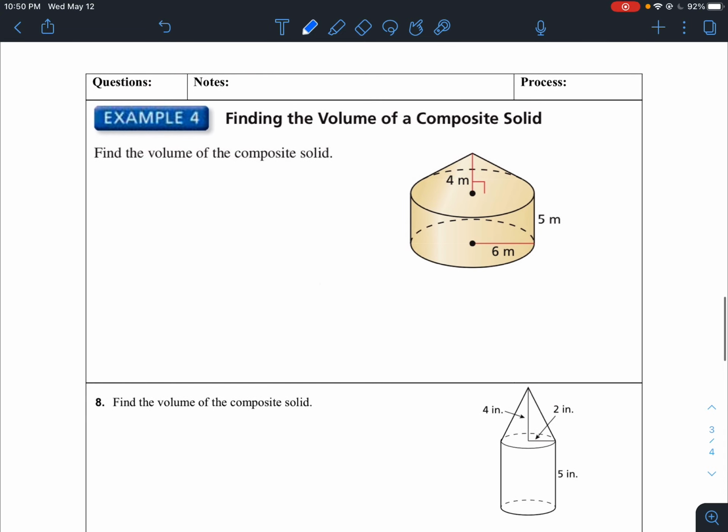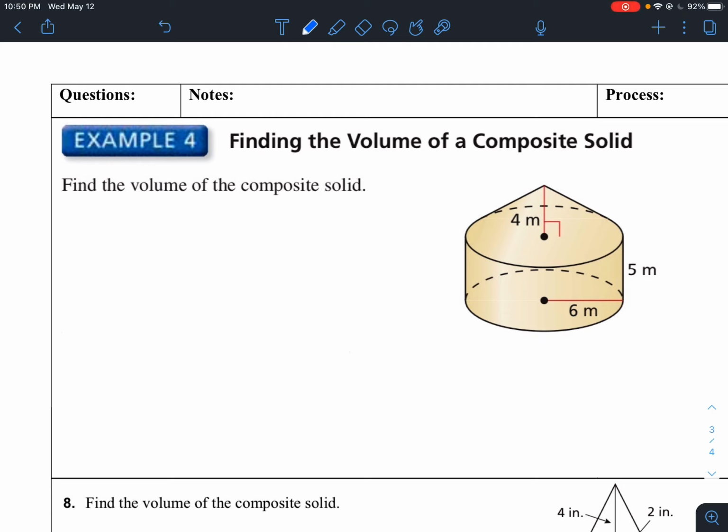Now in example 4 down here, we're going to find the volume of what we call a composite solid. A composite solid is where you have to take into account more than just one solid, multiple solids. So in this case, we have a composite solid that consists of a cylinder, but it also consists of a cone on top of that cylinder right there.